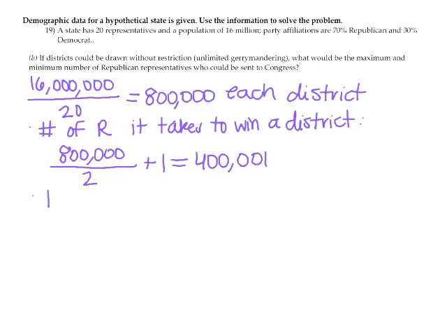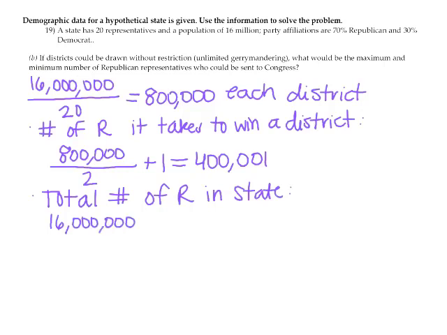And now we solve for the total number of Republicans in the state. So we have, again, 16 million people. We're going to multiply that by the party affiliation of 70%. And again, you'll convert that to a decimal. So we have 16 million multiplied by 0.7, and we get 11,200,000 people. So the total number of Republicans in the state is 11,200,000.